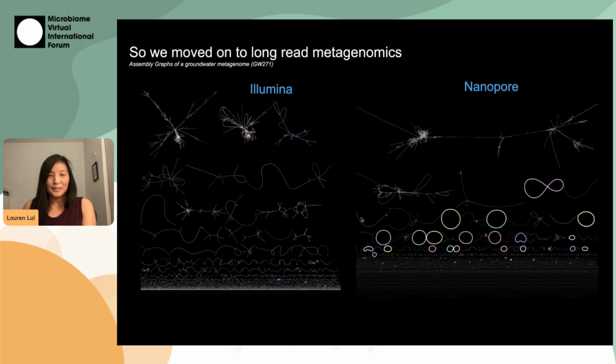And so what we did was we turned to long-read metagenomics. And so this is the exact same DNA sequence with Illumina and nanopore sequencing. And these are assembly graphs as a representation of what the connections are between the contigs. And so you can see with the nanopore sequencing, we're starting to get complete circular genomes out, and the tiny little highlighted circles are plasmids and phage that are popping out.